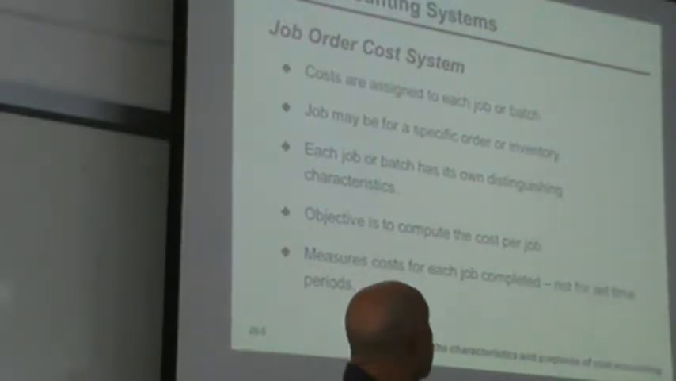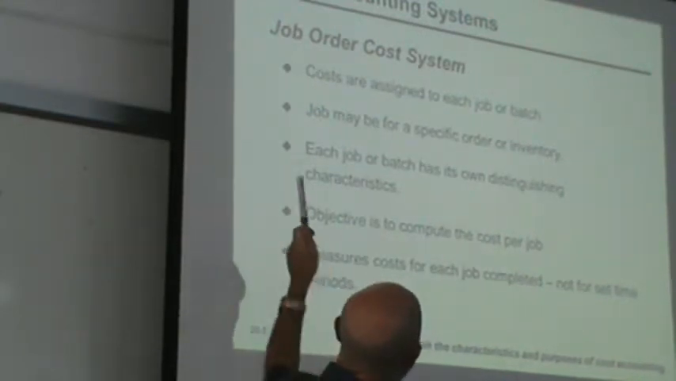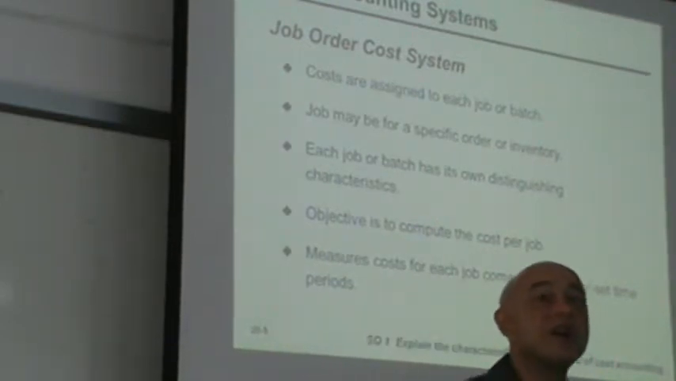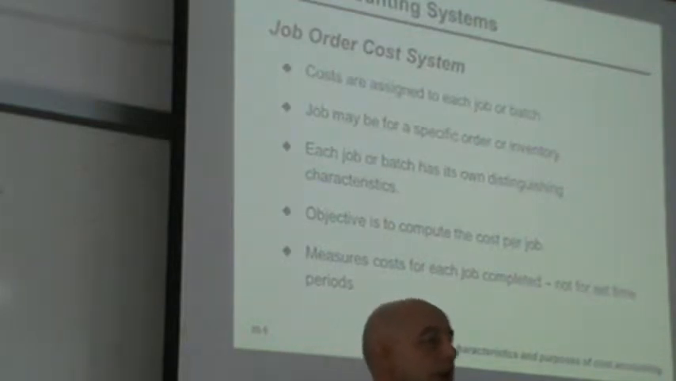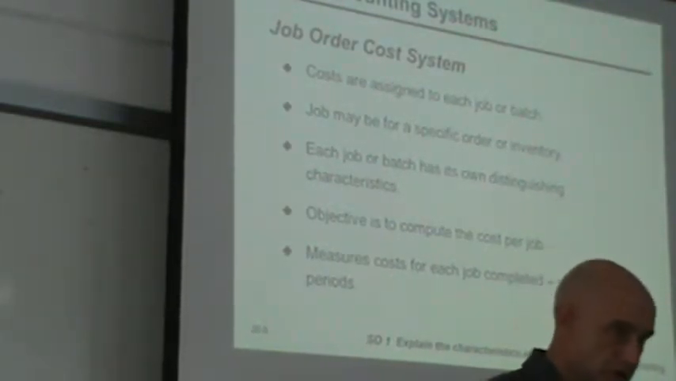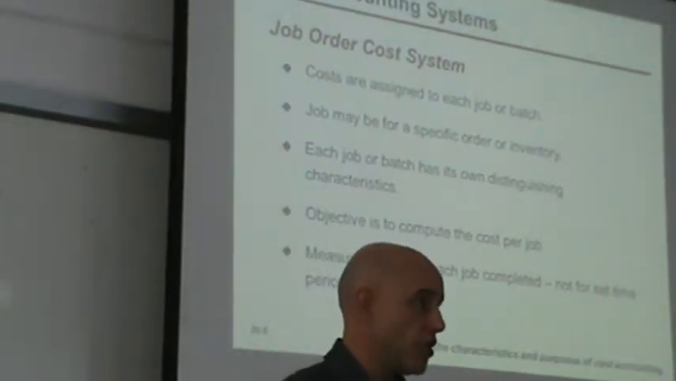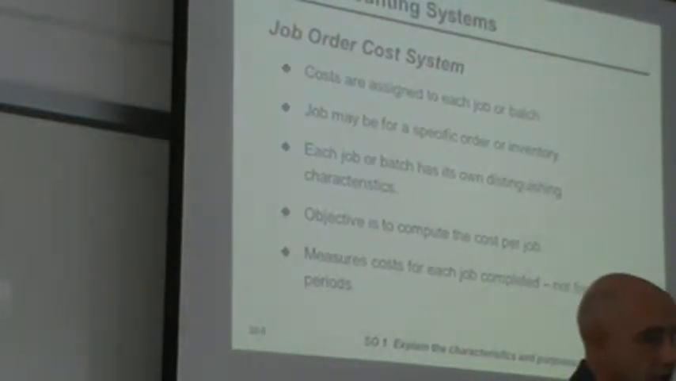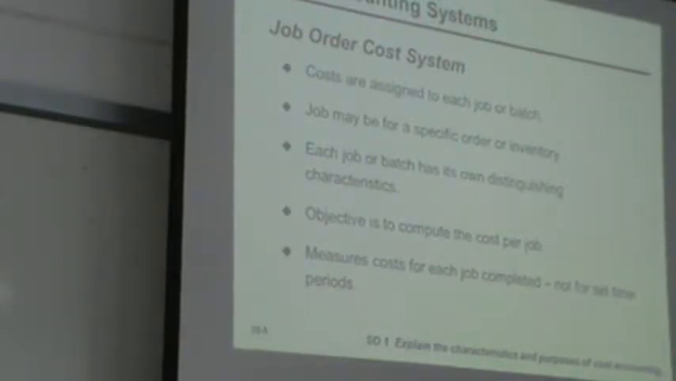Now to the first one, the job order system, job cost. Number one, costs are assigned to each job or each batch. A job will be, for example, the following. You have a publisher who publishes books. Textbook number one is going to be one job. Textbook number two will be a second job. Textbook number three will be a third job.